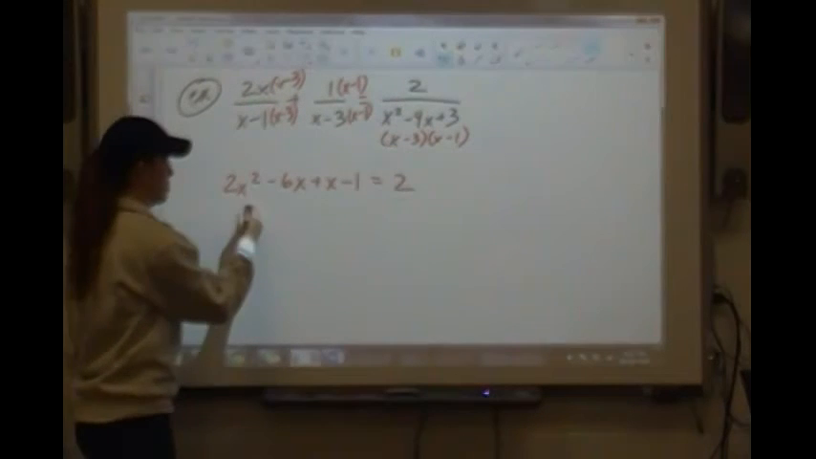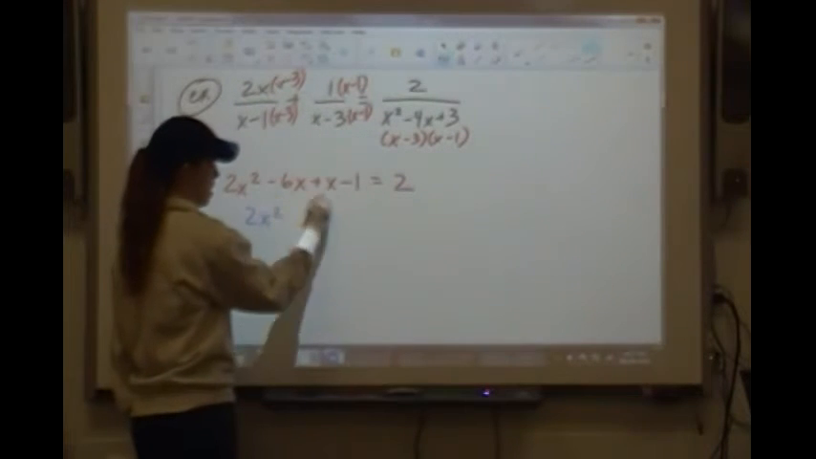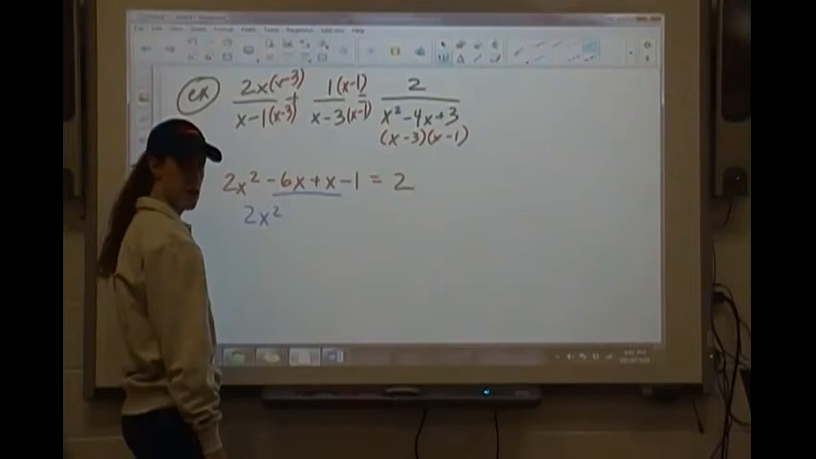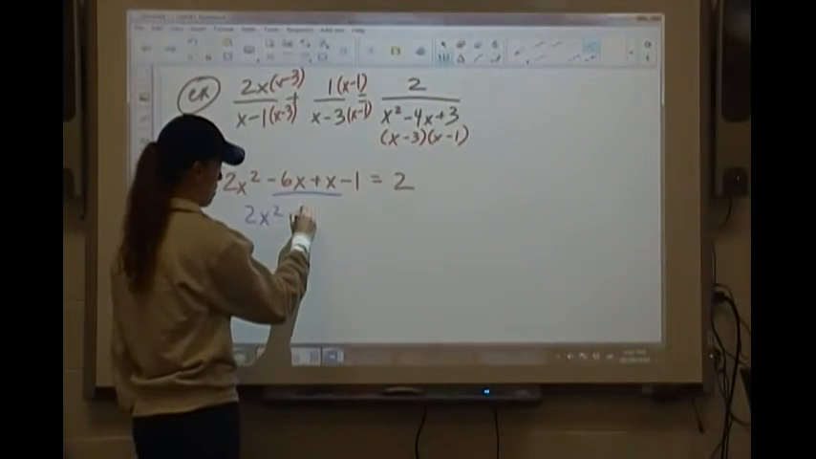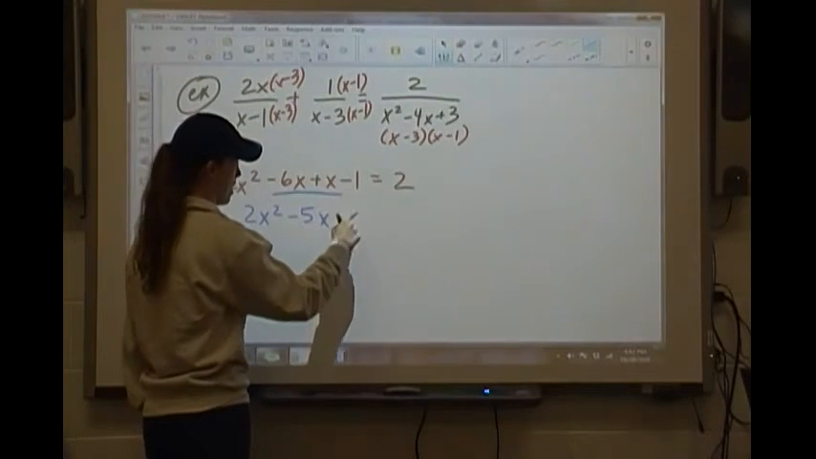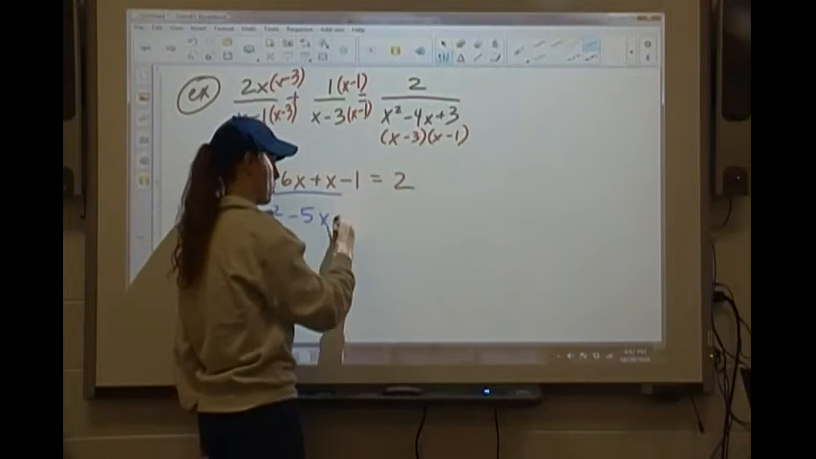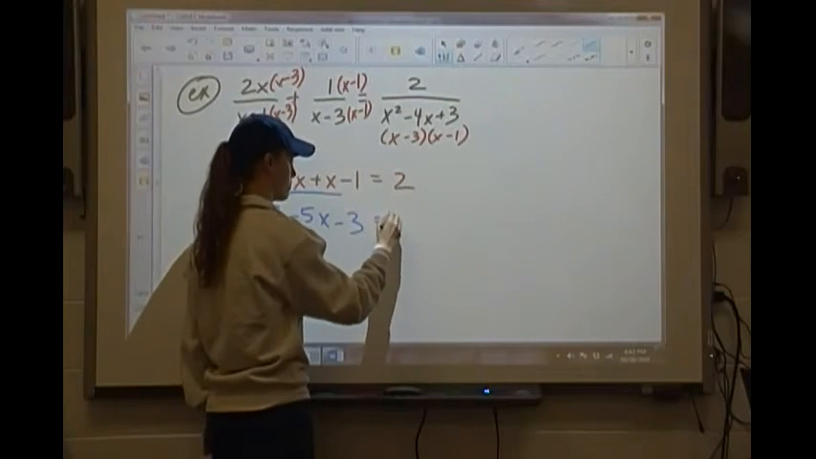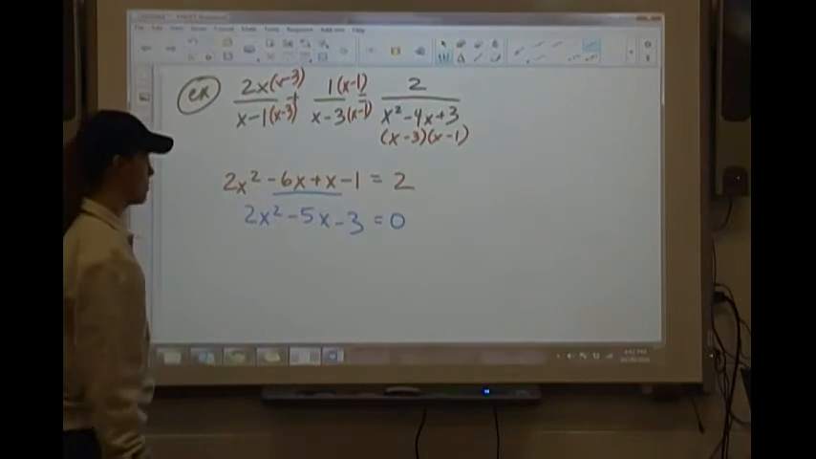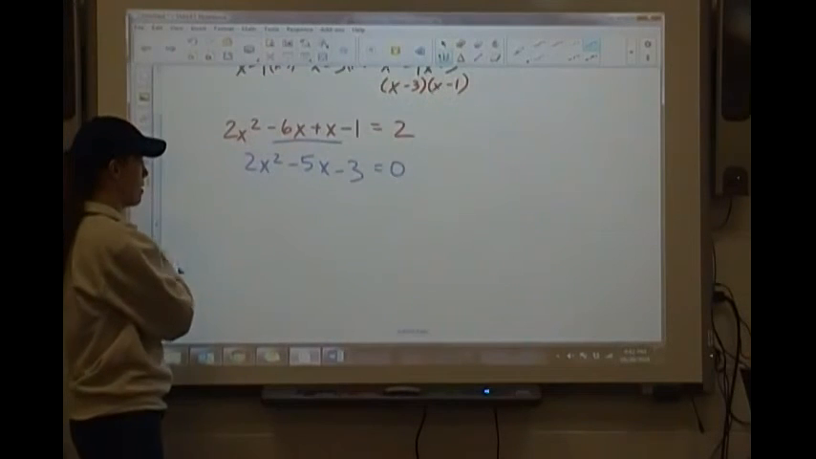Combine like terms, so we have a 2x squared. And we're going to combine negative 6x and x to give us minus 5x. And then we'll subtract this 2 over, so minus 3. And so then we go to solve this. We do need to solve this using the x method.